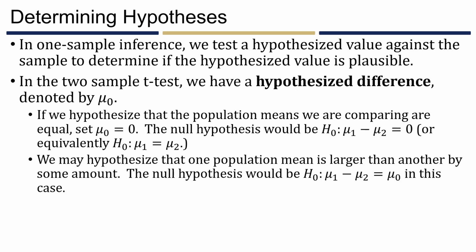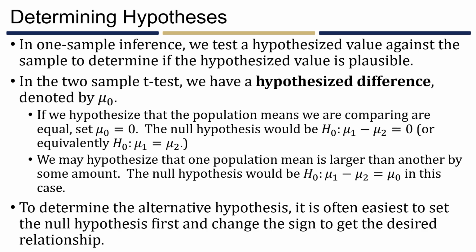However, we may also hypothesize that one of our population means is larger than the other by some specific amount. What we can do then is we can set our null hypothesis to be mu1 minus mu2 equal to mu naught, where mu naught is some specific hypothesized difference that is not equal to 0. Now, to determine the alternative hypothesis, it's generally easiest to set up your null hypothesis first and then change the sign to the inequality that you want in order to get the desired relationship that you want to test.